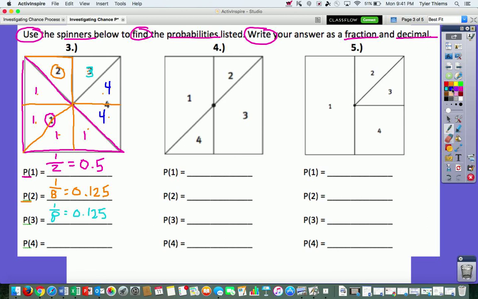And then finally, how many of them have 4s? Well, there's 2 pieces that have 4s. 2 out of 8 total. We need to reduce that fraction. 2/8 can be reduced to 1/4. Hopefully you know 1/4 as a decimal is 0.25.